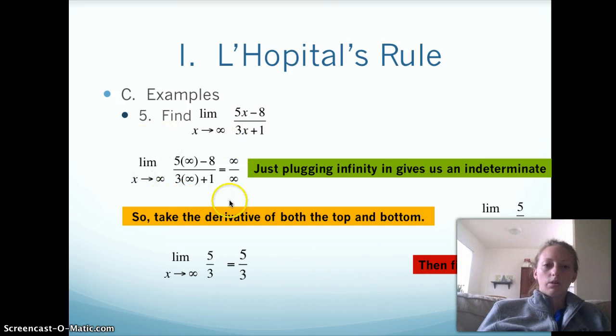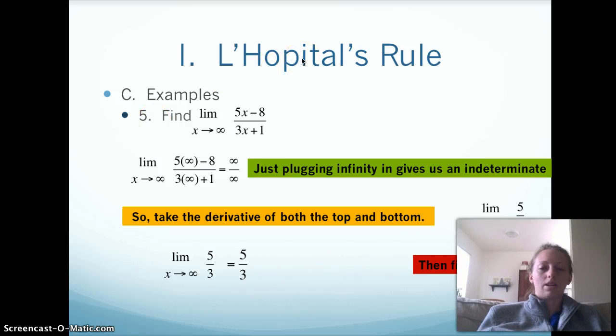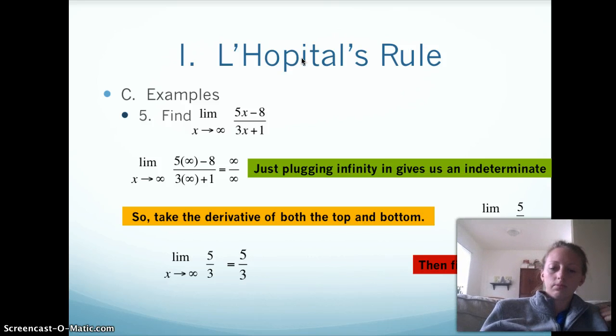This is something you know though. You know that when you're going to infinity and you have the same polynomial, you can just cancel them off and that's what you're left with. So in some cases you don't need to use L'Hopital's rule if you already know another shortcut. It's just showing you that that's why it works.